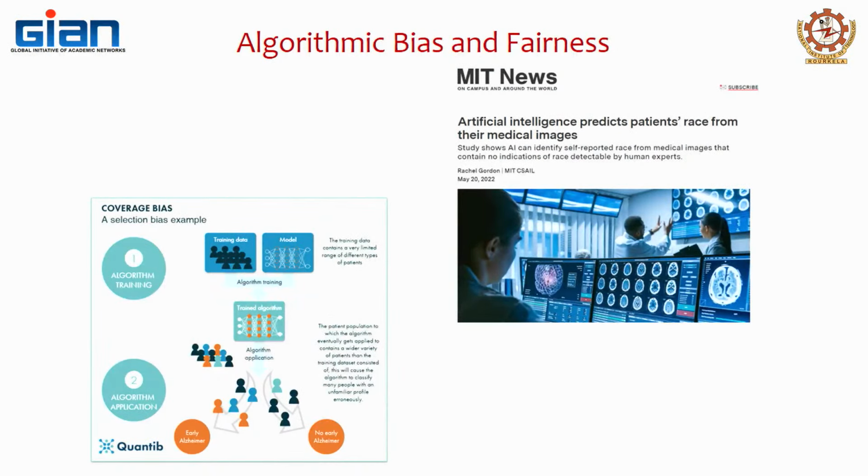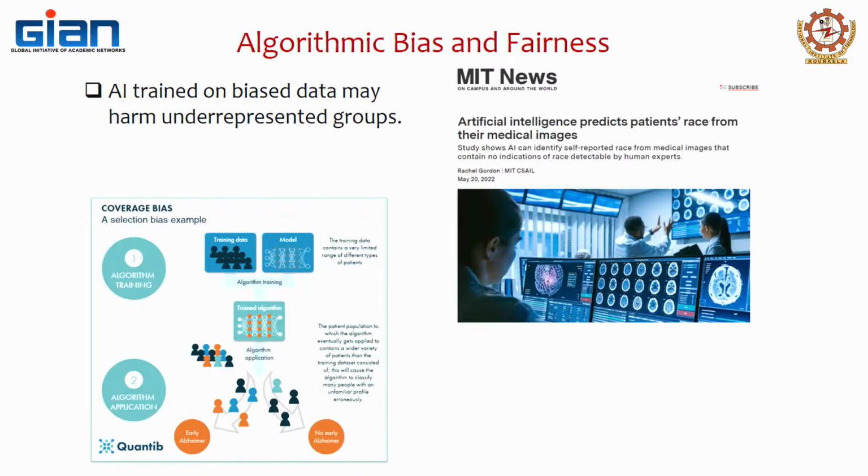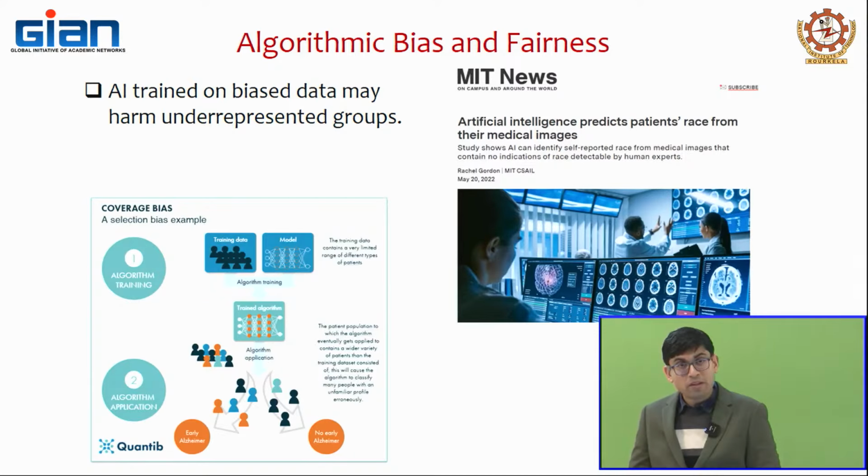Cool. So let's move on. Algorithmic bias, I know we keep coming back to this, but this is again important. AI trained on biased data may harm underrepresented groups. Like I said, there will be diseases that are not well represented, or there will be populations that are not well represented. Also, foundation models might have been trained with common data sets, or more commonly available populations and demographics, but there will be populations that are not well represented. If that is the case, most likely your foundation models won't do well.